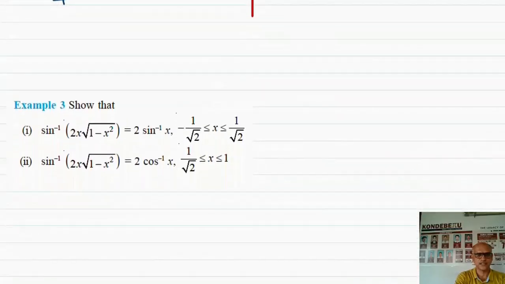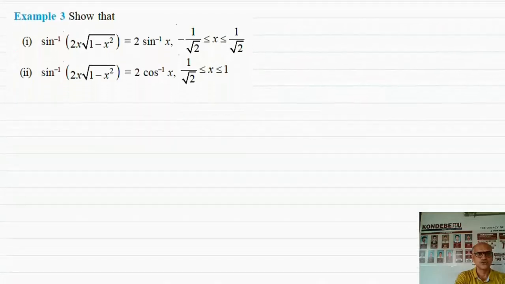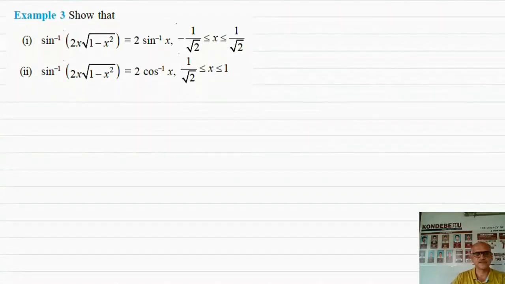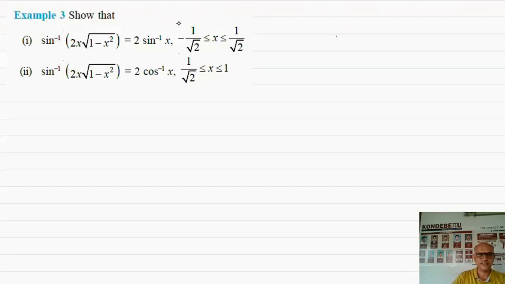Next, they say "show that". There are two problems in this. Sin inverse of 2x root of 1 minus x square is equal to 2 sin inverse x. Now remember this hint. In "prove that" problems, whichever function appears, we substitute it. Meaning if I take the first one, here there is sin, so put x equal to sin theta.